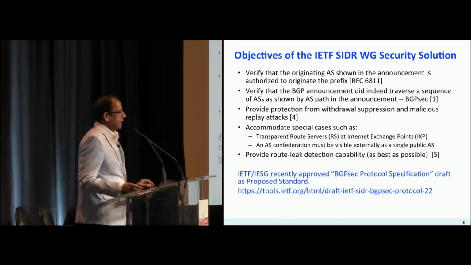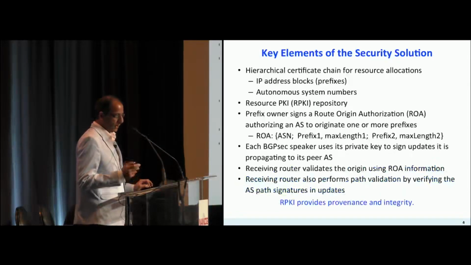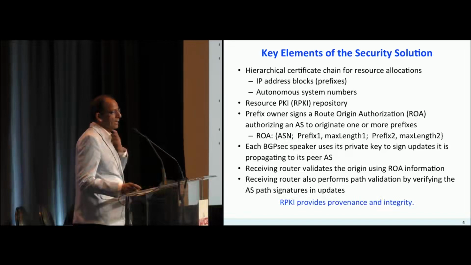Route leak detection and mitigation work has been in progress in the IDR working group, and there are a couple of drafts there that are under consideration. The key elements of the solution that has been developed for origin validation and BGPsec path validation, I'll try to briefly talk about that here.